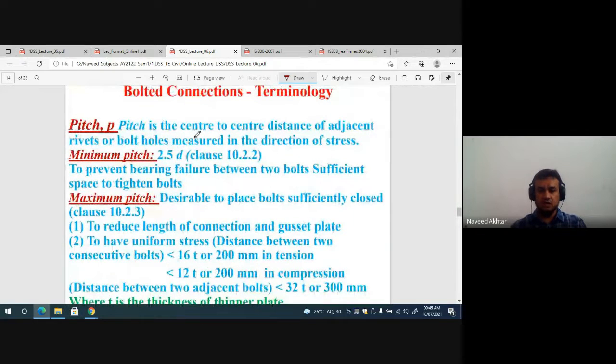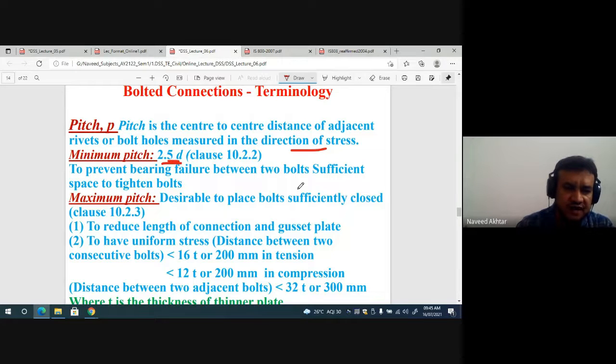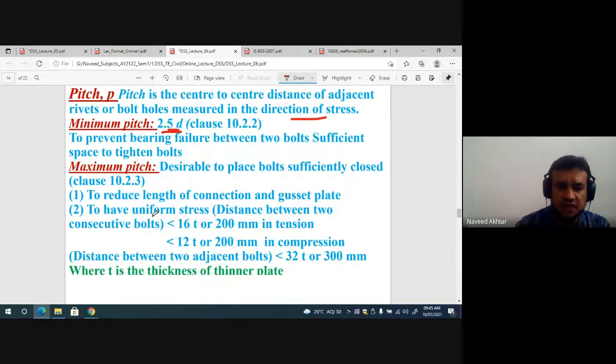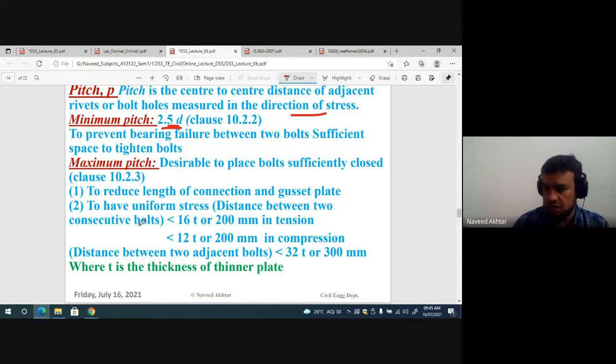You can see the definitions here. Pitch is the center to center distance between adjacent rivet or bolt holes measured in the direction of stress. Minimum pitch is 2.5 times D. So minimum pitch distance should not be taken less than 2.5 D, and maximum pitch is based on different connections.